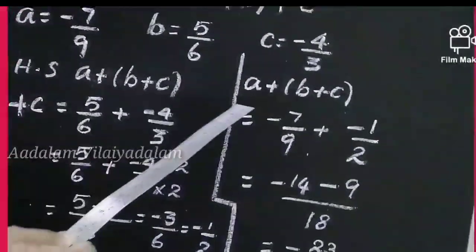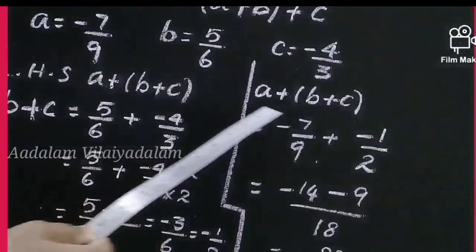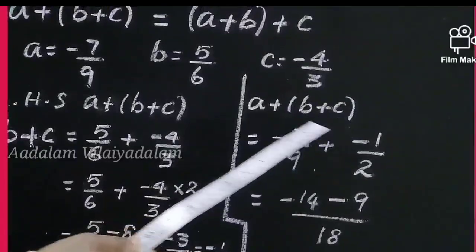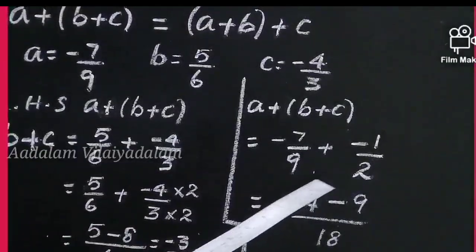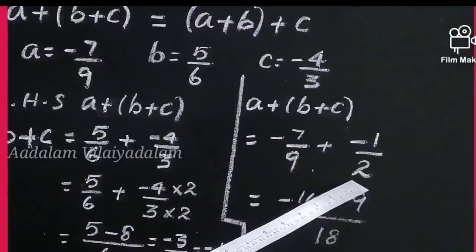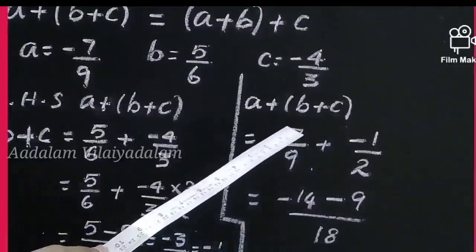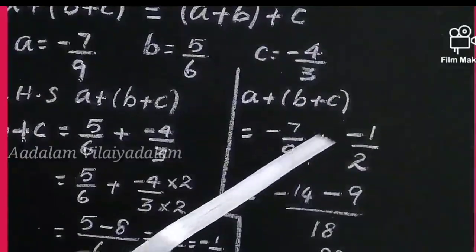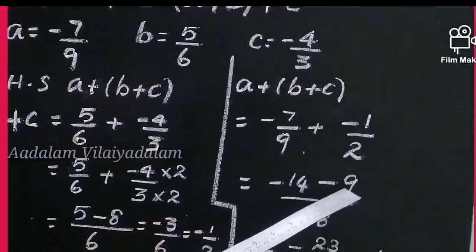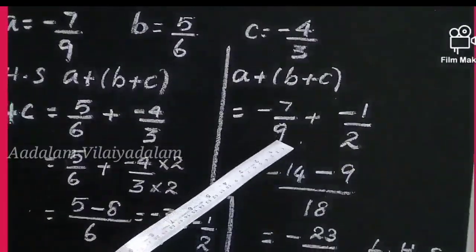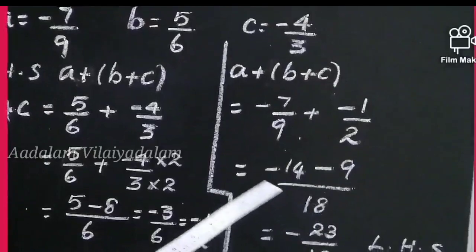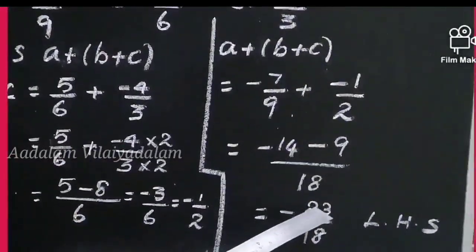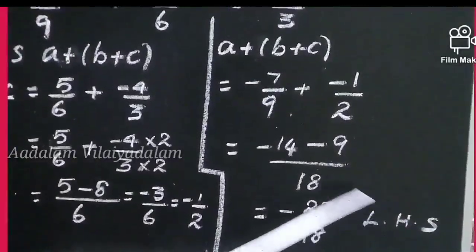Next we have to find the A plus B plus C. Here the A value is minus 7 by 9 plus B plus C value is minus 1 by 2. Now we have to arrange the same denominator, so do the cross multiplication method. Plus into minus, minus 7 2s are 14. Plus into minus, minus 9 1s are 9. Again denominator with denominator, 9 2s are 18. So minus 14 minus 9.